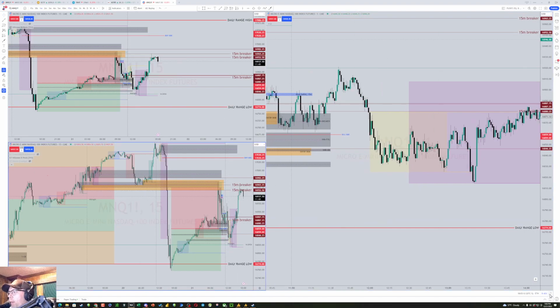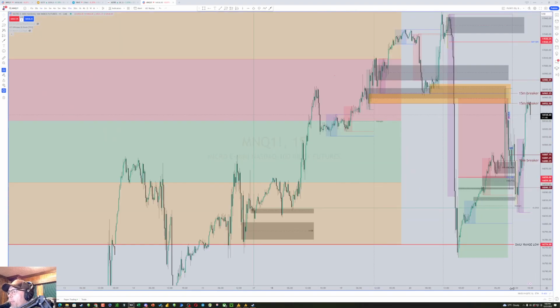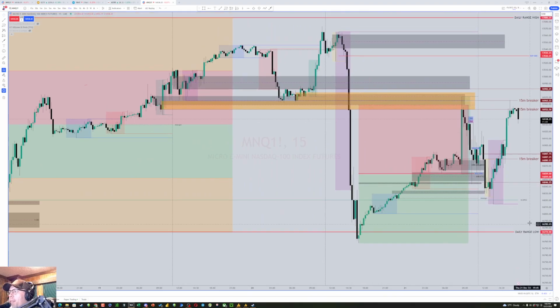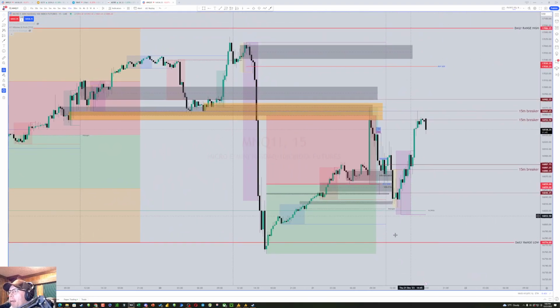That's a little bit of the heuristic tools of the algorithm. Now I'm going to pull some of this stuff off here and walk through the narrative of the AM session so that we can talk about what we're actually seeing.